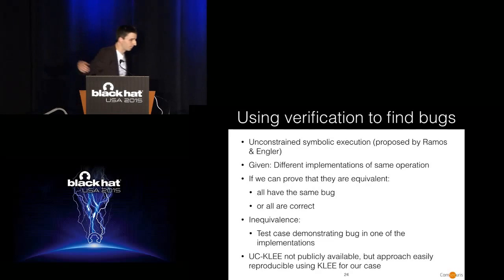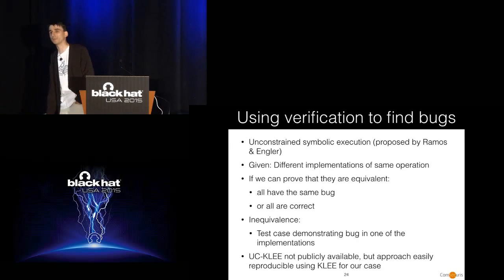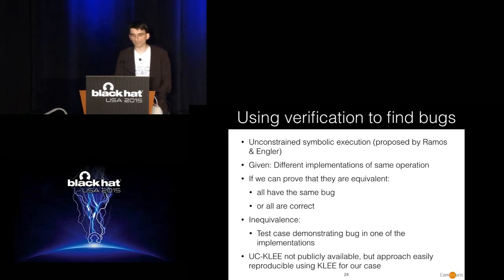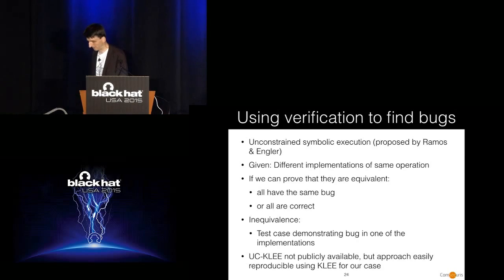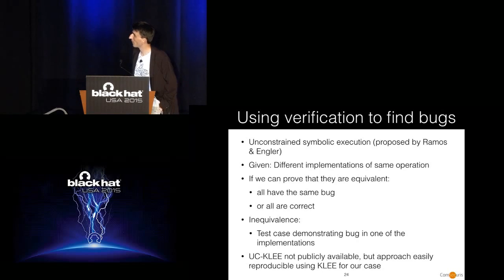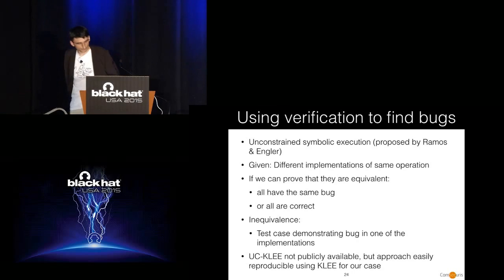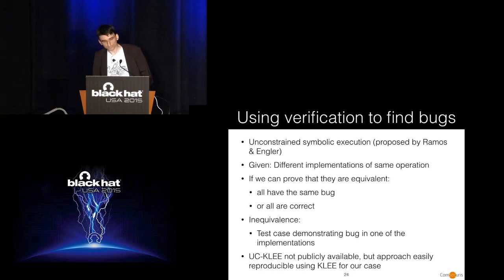So we've talked about these bugs and how they have been randomly found by other people. Now we'll talk about whether there are maybe more systematic approaches to finding them. And one approach that you can use is unconstrained symbolic execution. That's something that was proposed by Ramos and Engler. Dawson Engler is one of the more well-known people, or I think the most well-known person, for this type of work in the academic community. And basically, what they proposed in this paper from 2011 was that you can use symbolic execution.